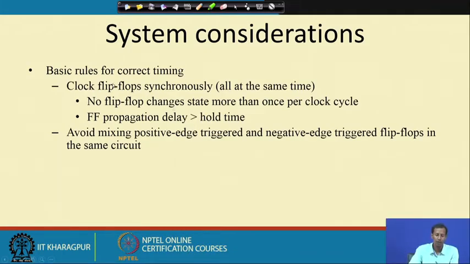The basic rule for correcting the timing is that the flip-flops should be clocked synchronously. As I said in the beginning, a synchronous circuit has more advantages. All the flip-flops are driven by the same clock, so data changes occur at the edge of a single clock. No flip-flop changes state more than once per clock cycle, because everyone is running at the same clock frequency, and the flip-flop propagation delay is more than the hold time delay.